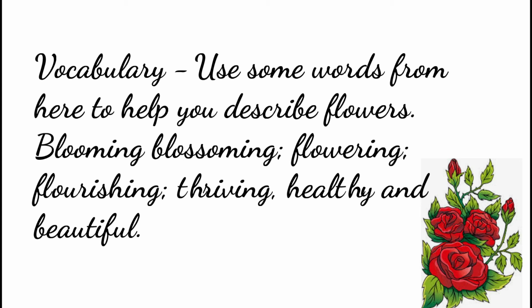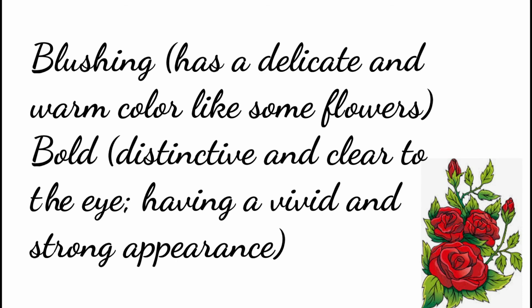Let's learn some vocabulary, that is, words that can be used to help you describe flowers. Examples: blooming, blossoming, flowering, flourishing, thriving, healthy, and beautiful. Blushing means it has a delicate and warm color. Bold means distinctive and clear to the eye, having a vivid and strong appearance.